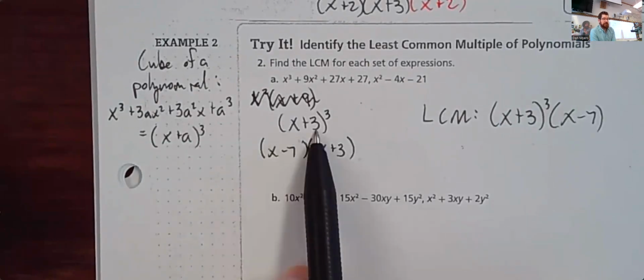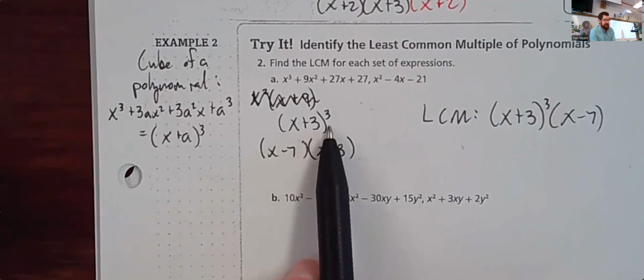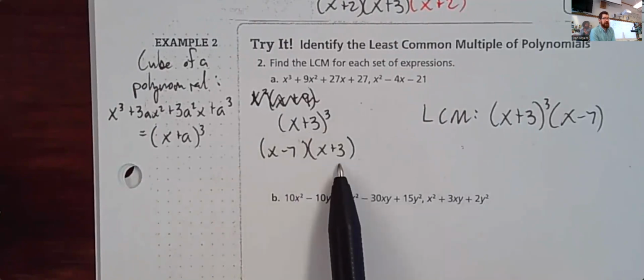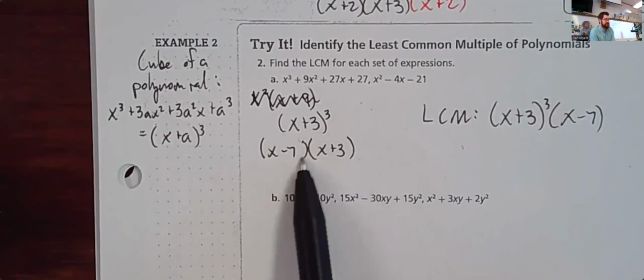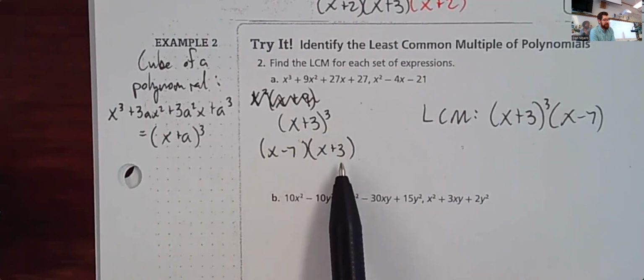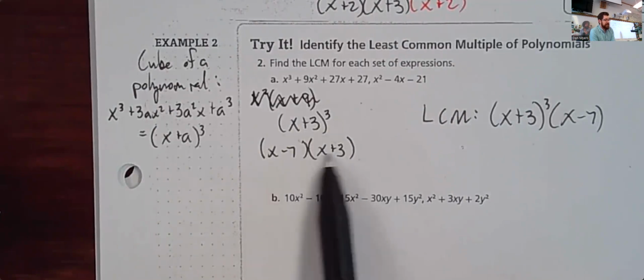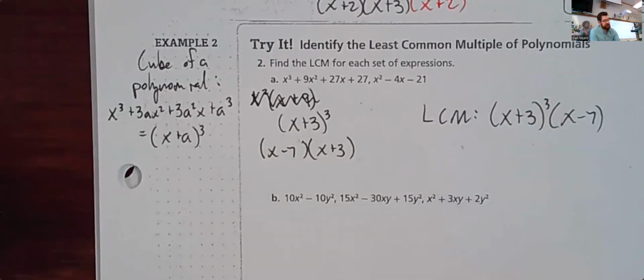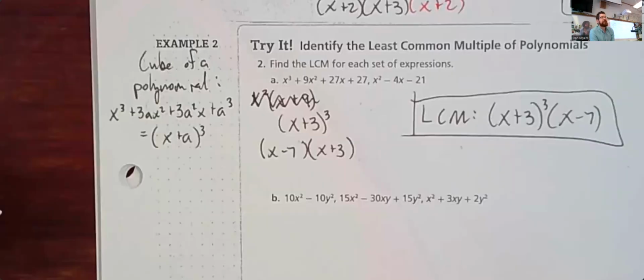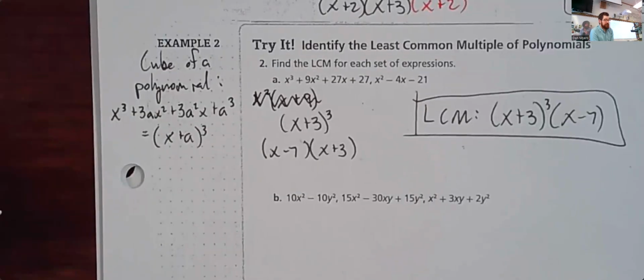Because the top one here, the first expression, has x plus 3 cubed, which means we don't need to multiply another x plus 3 into it up here. We need the x minus 7 because that's what this one doesn't have. And the one on the bottom here, the second expression, has the x minus 7, but it only has one factor of x plus 3, so it needs 2 more in order to get to our least common multiple. So that is our least common multiple. Hopefully B was a little bit easier.